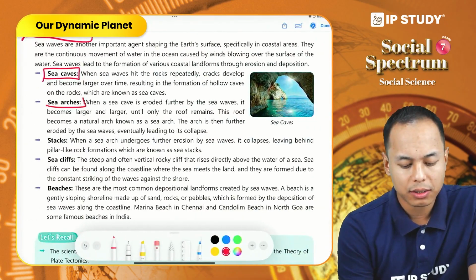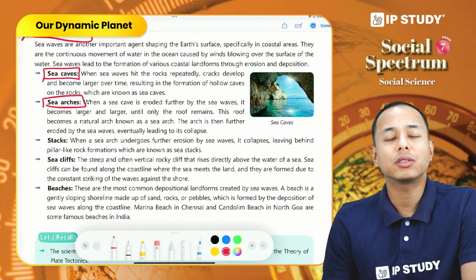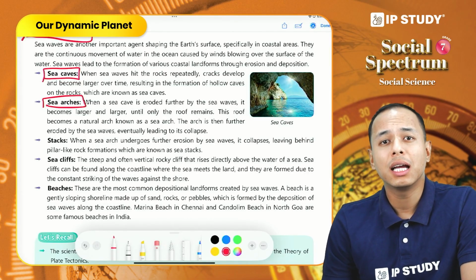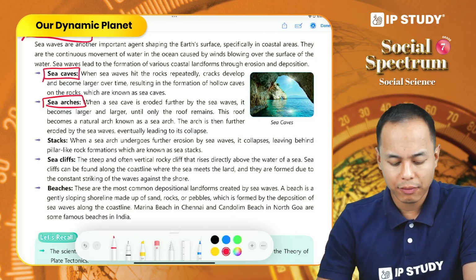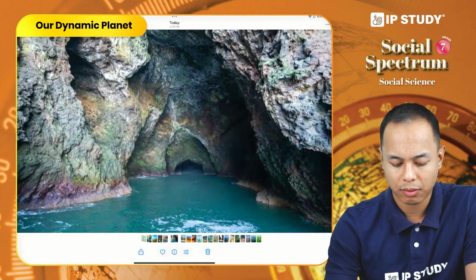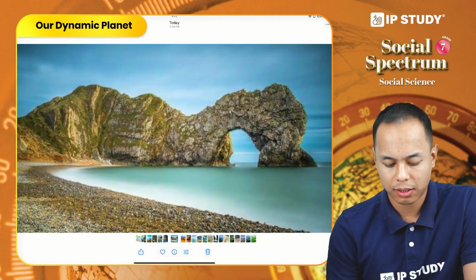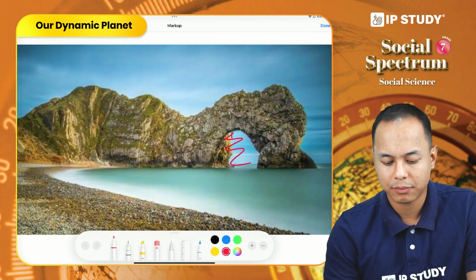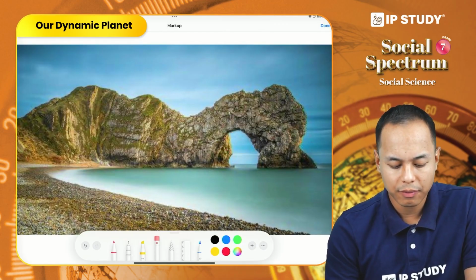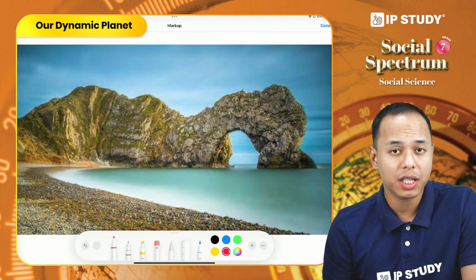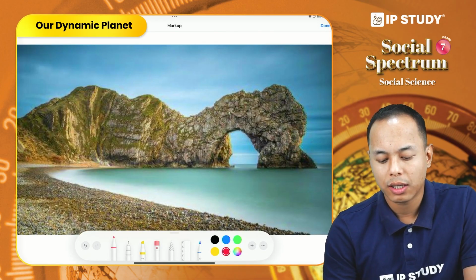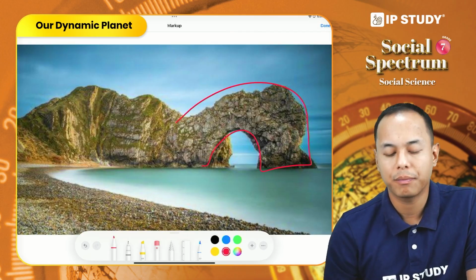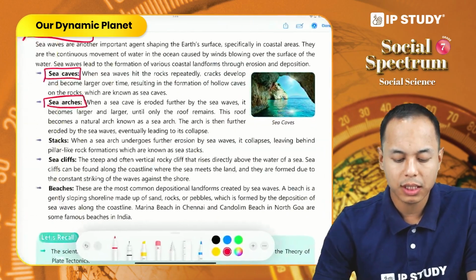Now comes the sea arcs. So when the sea cave, because of the action of sea waves, the hollow widens, and as a result it completely erodes the cave and we find an arc. Okay, so this becomes the sea arc. So before, this was a cave, okay, this was a cave here, but due to the continuous action of sea waves, this cave totally got eroded and an arc-like structure is formed. So this is the photo of a sea arc.